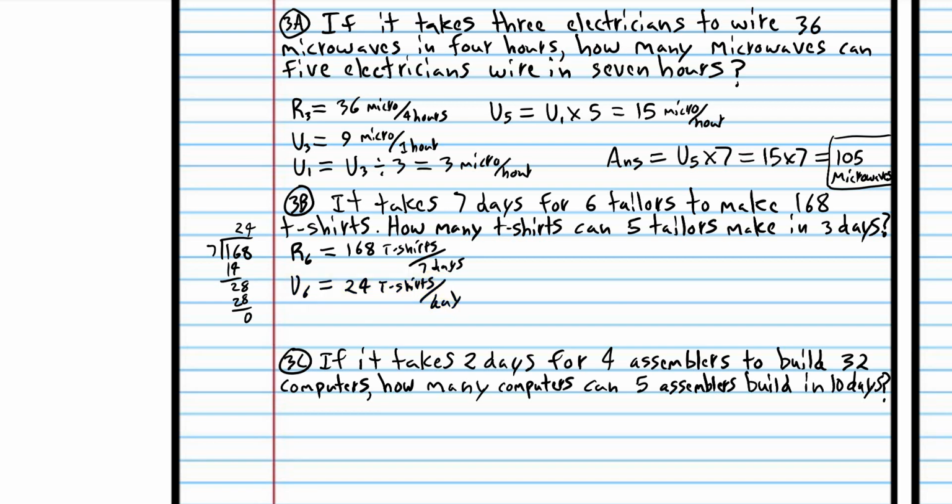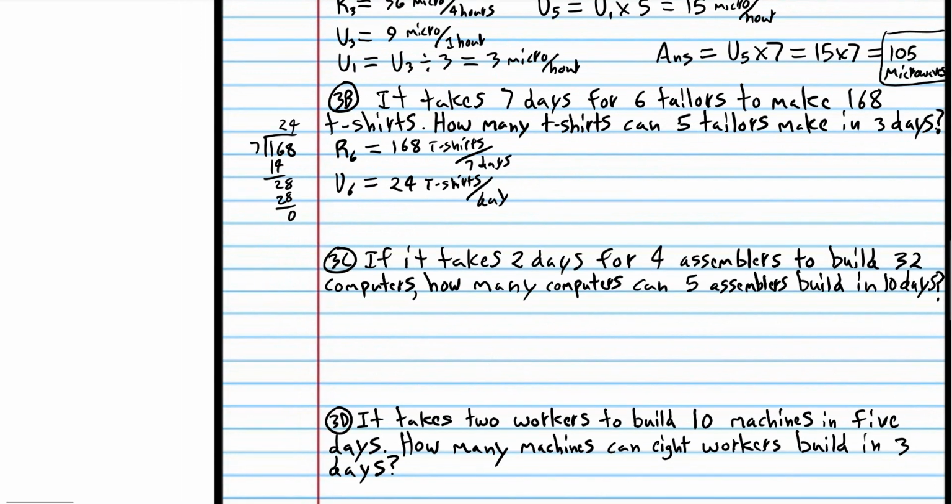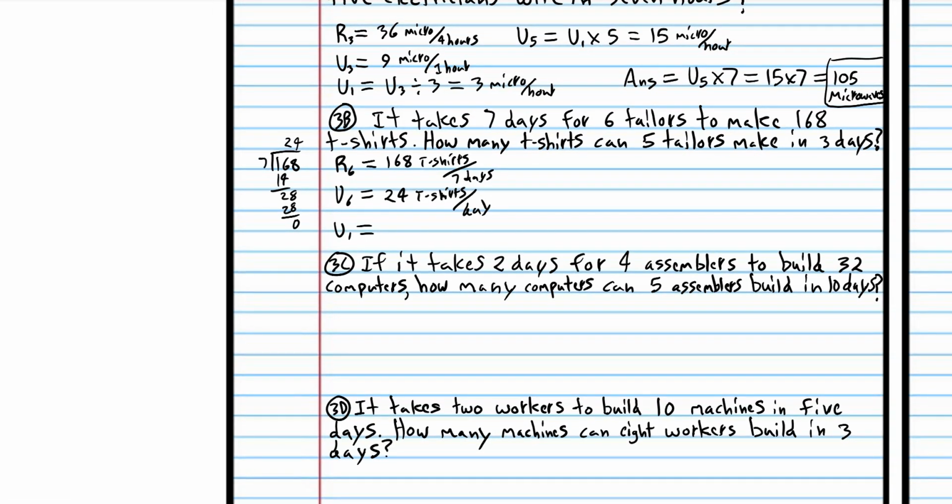Now we know there's 24 t-shirts in 1 day. So now we figure out an even simpler unit rate. We figure out how many t-shirts one tailor can make in 1 day. So to do that, you just take U6, and there's 6 tailors, so you just divide by 6. And you get 4 t-shirts. 24 divided by 6 is 4. So 4 t-shirts per day. So now we know we're simplifying everything. We're making things easier and easier and easier. So now we know how many t-shirts one tailor can make per day. So now the rest is easy.